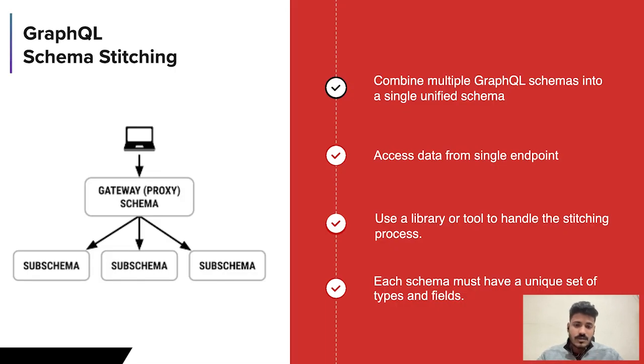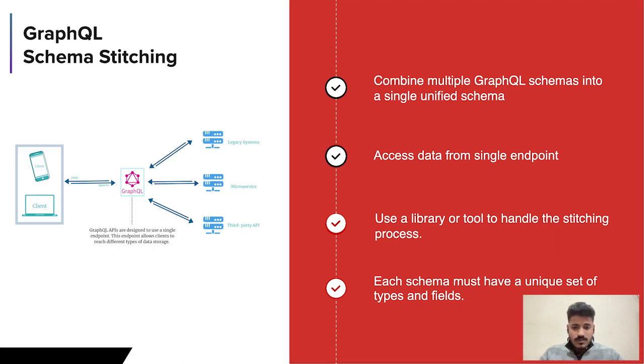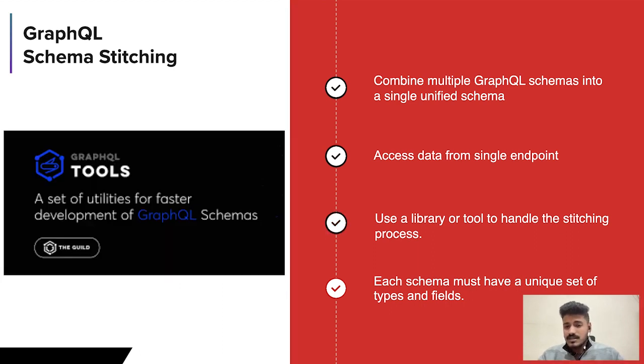So let's talk about what GraphQL schema stitching is. It is basically a technique for combining multiple GraphQL schemas into a single unified schema. This allows us to create a single endpoint that can access data from multiple sources, such as different microservices or databases. Now, to stitch a schema together, you need to use a library that can combine the individual schemas and define how they should be connected.